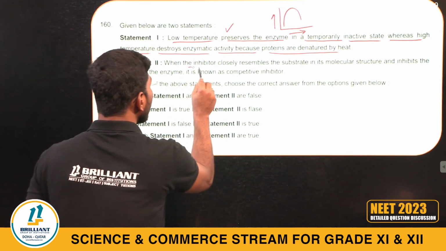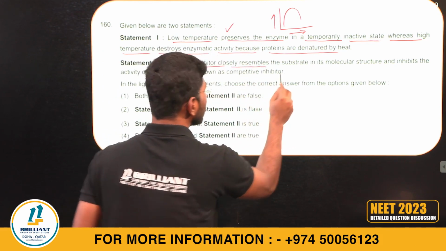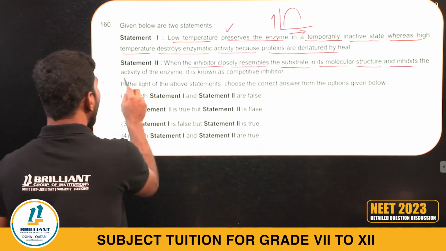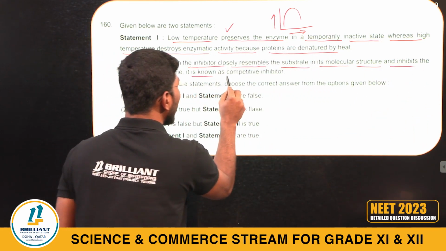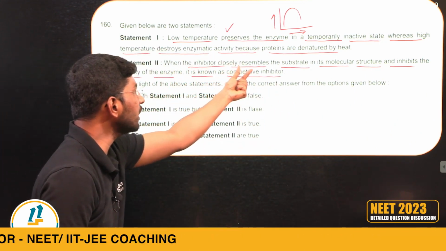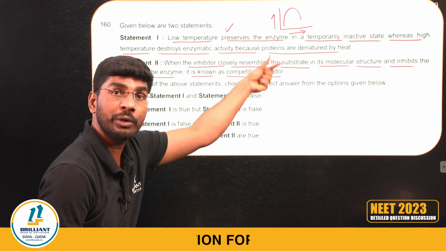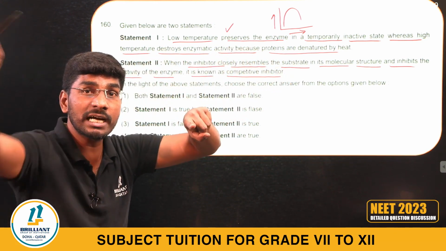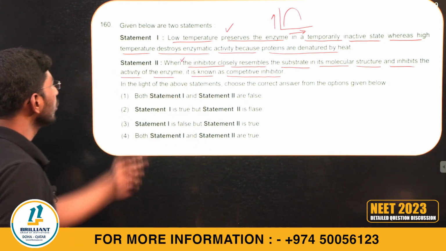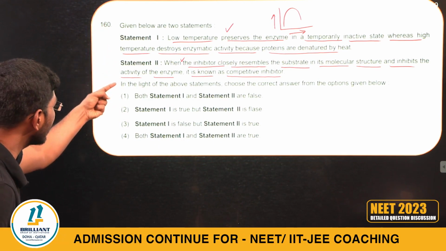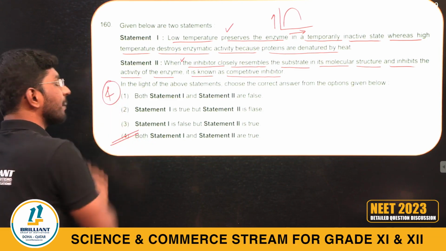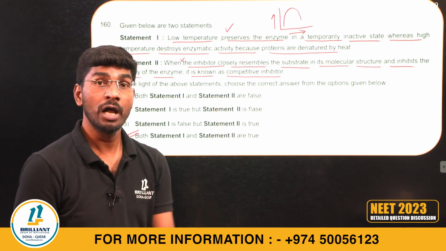Statement 2: when an inhibitor closely resembles the substrate in molecular structure and inhibits the activity of the enzyme, it is known as a competitive inhibitor. For example, malonate and the succinic dehydrogenase enzyme. This is also a correct statement. So both statements are true. Answer 4: statement 1 and statement 2 both are true.